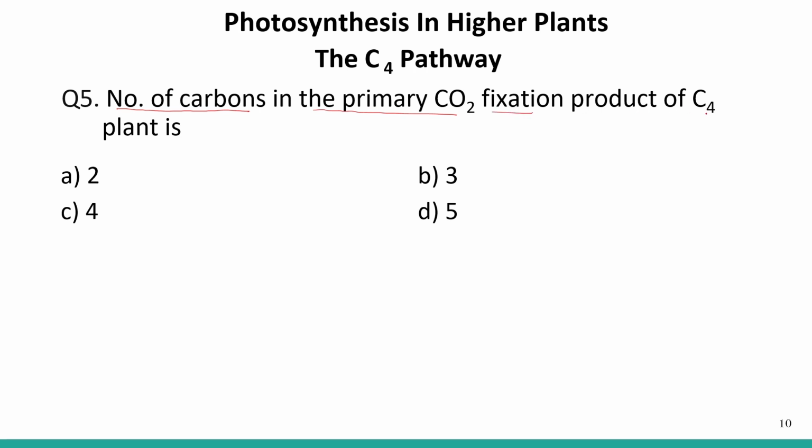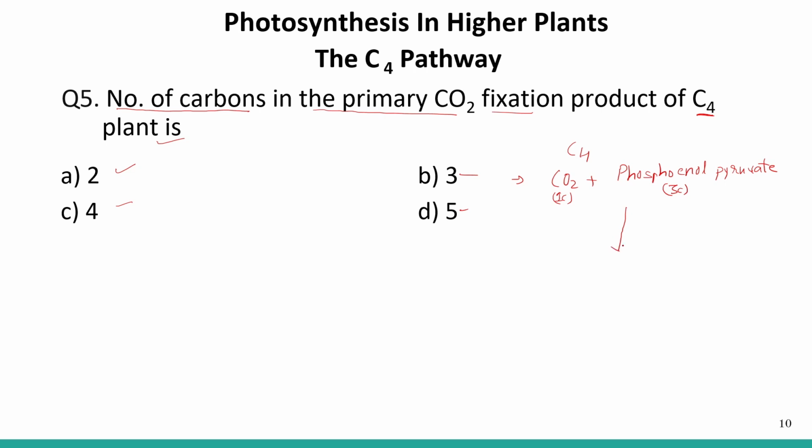Now let's talk about the next question, which is the number of carbons in the primary carbon dioxide fixation product of C4 plants. Okay, they are talking about the C4 plants here. And the options are 2 carbons, 3 carbons, 4 carbons and 5 carbons. So what happens in C4 plants? The acceptor of carbon dioxide is what? A 3 carbon compound known as phosphoenolpyruvate. Okay, which is a 3 carbon compound. Carbon dioxide contains 1 carbon.